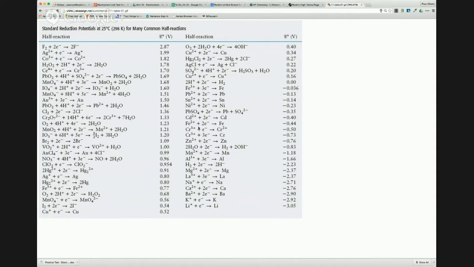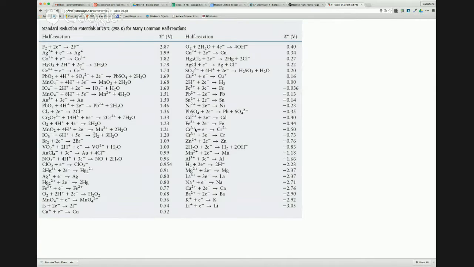Excuse me. There's the Fe2+, and negative. I'm having a hard time, guys. Sorry. Oh, there's the water. That's not the one we're looking for. That's the H2. That's not the oxidation.